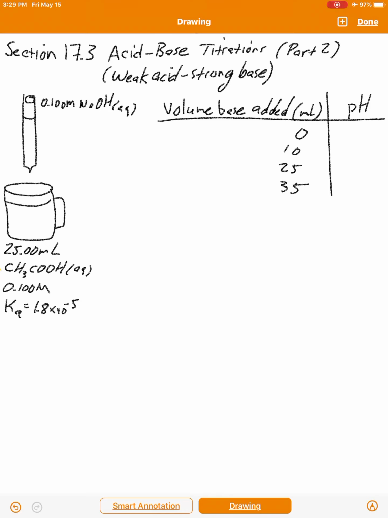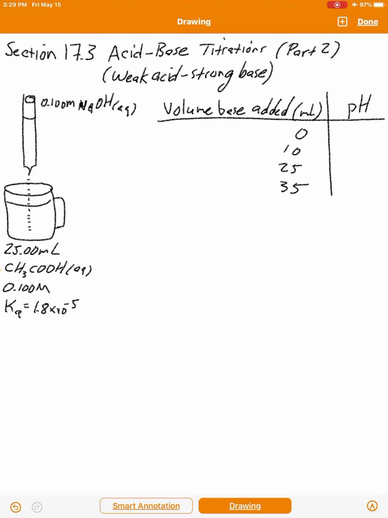So the strong base is sodium hydroxide, NaOH. Sodium hydroxide in this problem will have a concentration of 0.100 moles per liter. It's in the burette. It will be added into a solution of acetic acid. Acetic acid is a weak acid with a Ka of 1.8 times 10 to the minus 5. And we're going to use 25 milliliters of the acetic acid solution. And it will also have a concentration of 0.1 molar.